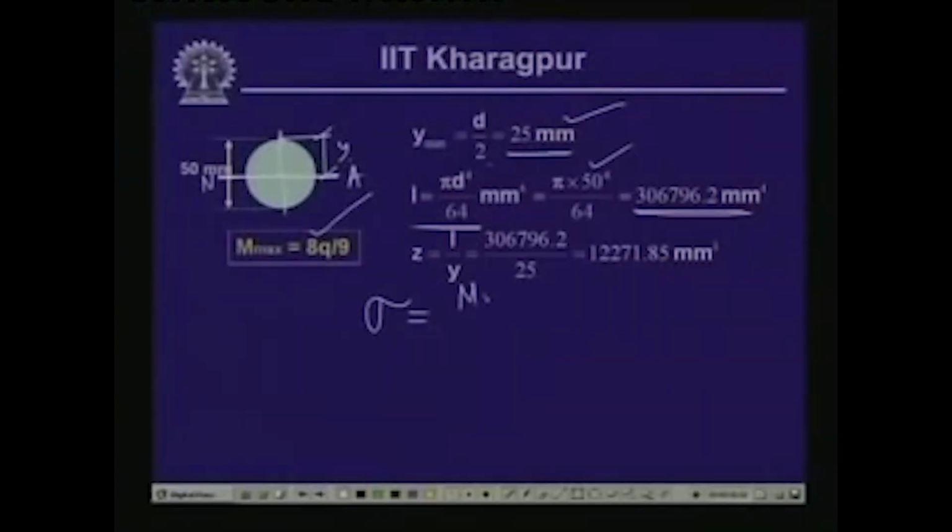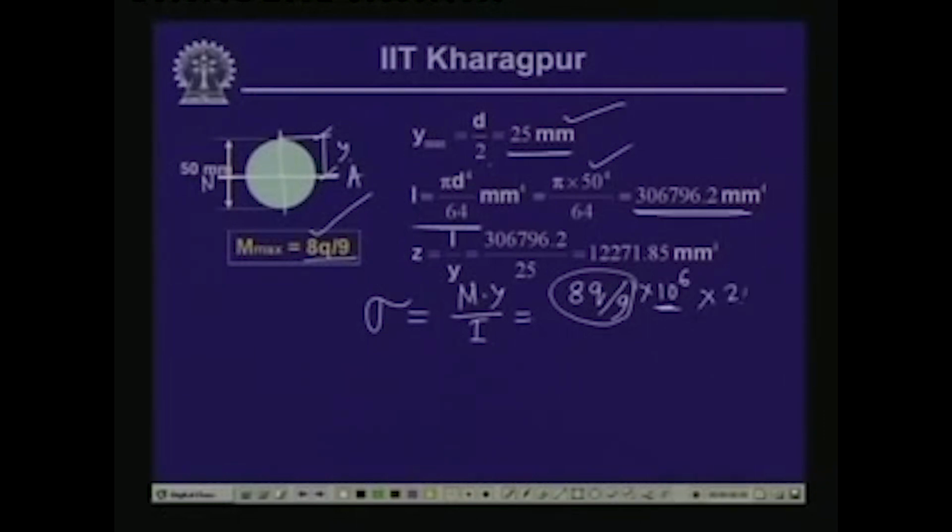So, what we are dealing with is only the magnitude. So, sigma is equal to M y by I, and M here, as we have seen, is a positive moment. So, this is equal to 8q divided by 9 into 10 to the power 6 Newton millimeter, because q is in kilonewton per meter. So, this is kilonewton meter, 8q by 9 is so much of kilonewton meter, multiplied by 10 to the power 6.